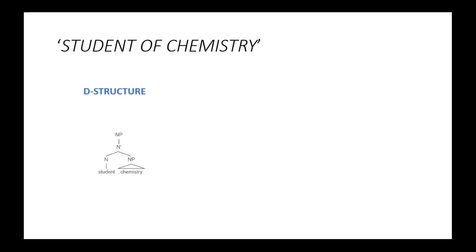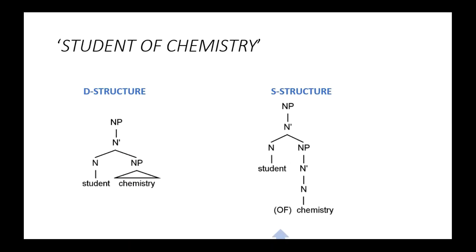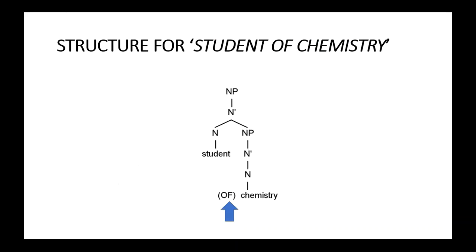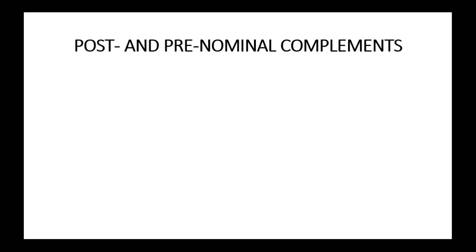So again, look at student of chemistry. At D structure, we have student chemistry. We have a problem. Chemistry does not get case because nouns do not assign case. So at S structure, we insert of, and this extra of then is going to give case to chemistry. Of is a pseudo preposition, it's not a real preposition, and is there just to give case to chemistry so that chemistry does not violate the case condition. Okay? All right, let me stop here and see if you have any questions.